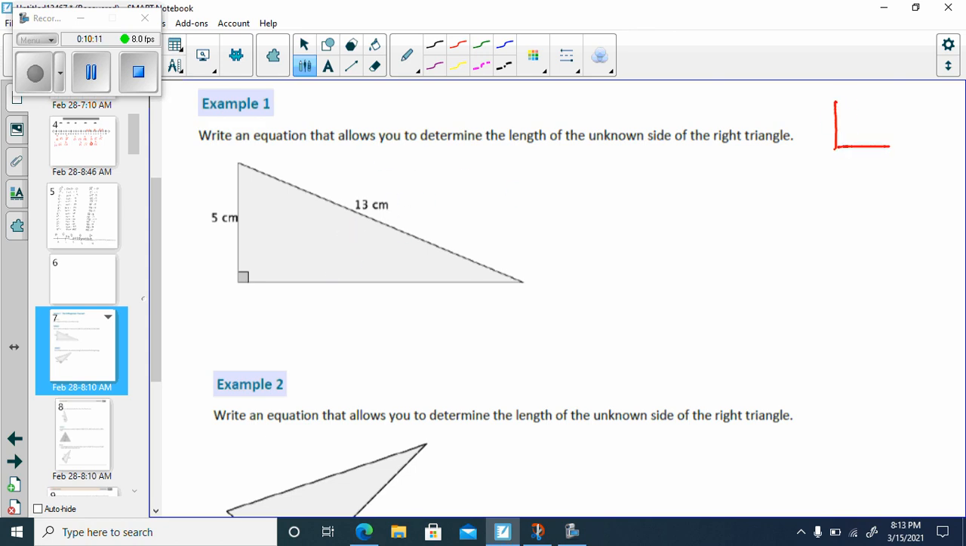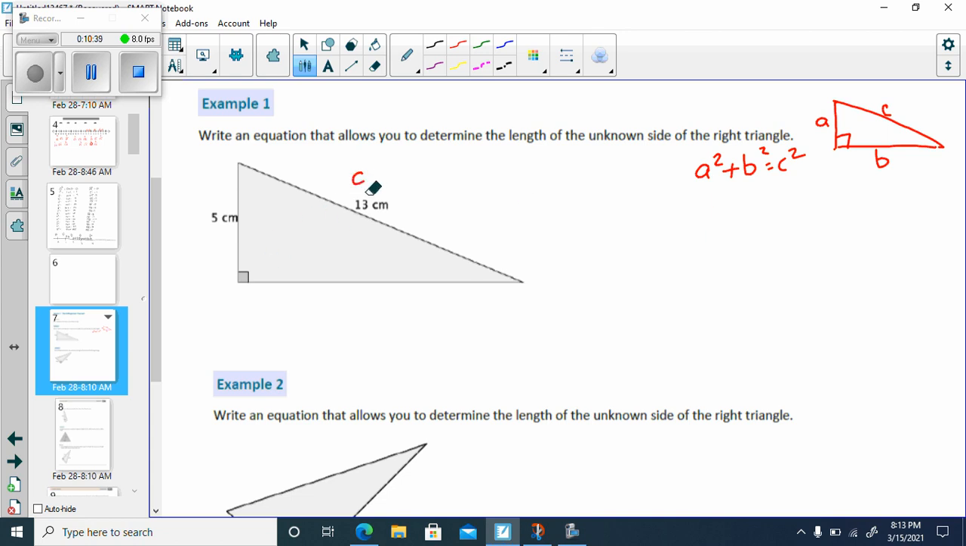Remember, we've talked about Pythagorean theorem. Pythagorean theorem lets you find the side length in a right triangle. You use the equation a squared plus b squared is equal to c squared, where c is always across from the right angle. A and B, it doesn't matter what sides they are. C, it does. It's across from the right angle. It's the hypotenuse. So let's put this here.